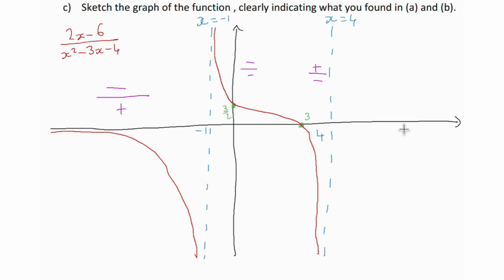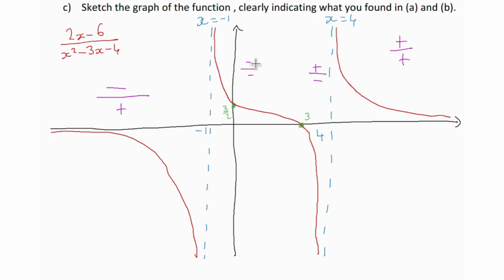What about this last section? Let's choose a number bigger than 4. Again, 10 is a nice easy one to multiply by. Get 20 minus 6 is positive. And then 100 minus 30 minus 4 is still going to be positive, so that one's positive. So positive divided by positive means in this bit here, it's always positive, which means it's going to be this kind of graph.